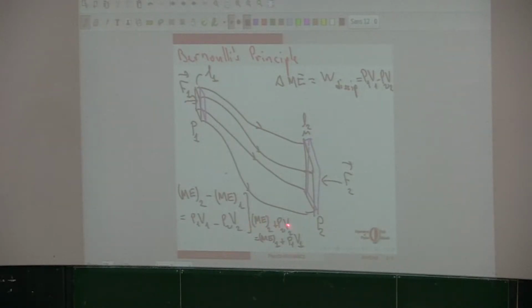But you see, this is a property of these points in my fluid, whereas this is a property of these parts in my fluid, and they should be the same. Well, this region is completely arbitrary. I could have taken some square over here or some square over there. So this just tells me that mechanical energy plus the pressure times the volume of my liquid doesn't change as it moves from this point to that point. That is the only thing this tells me.